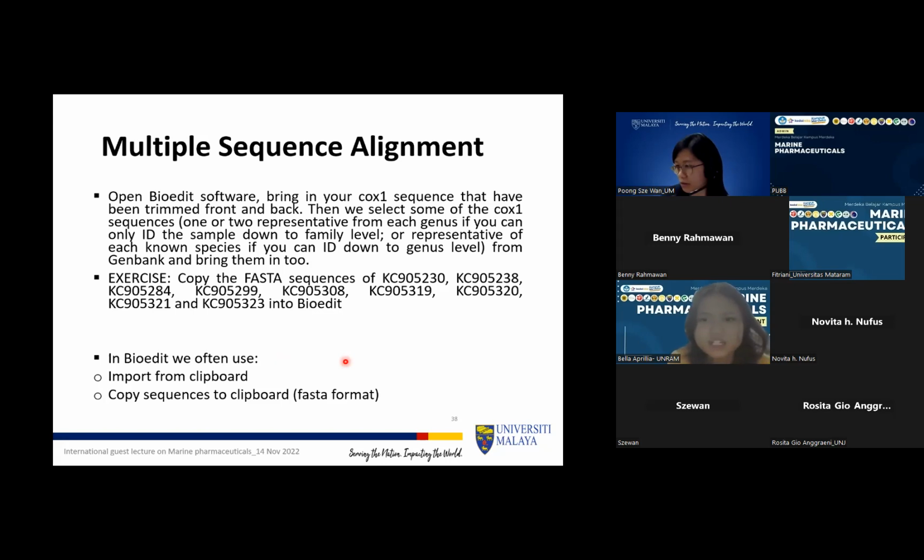So I want you to open your BioEdit software, and then we are going to bring in the OMD13 COX-1 sequence that you have trimmed at the front and the back last week. If you did my assignment, then you should have this, okay? So we are going to bring the COX-1 sequence of OMD13 into BioEdit, and then select some reference sequences to be aligned with our own sequences. I have actually specified which ones I want, to make your life easier. These are the ones that I want you to search in GenBank and then click FASTA to copy the FASTA sequences. All right, so let's do this together.